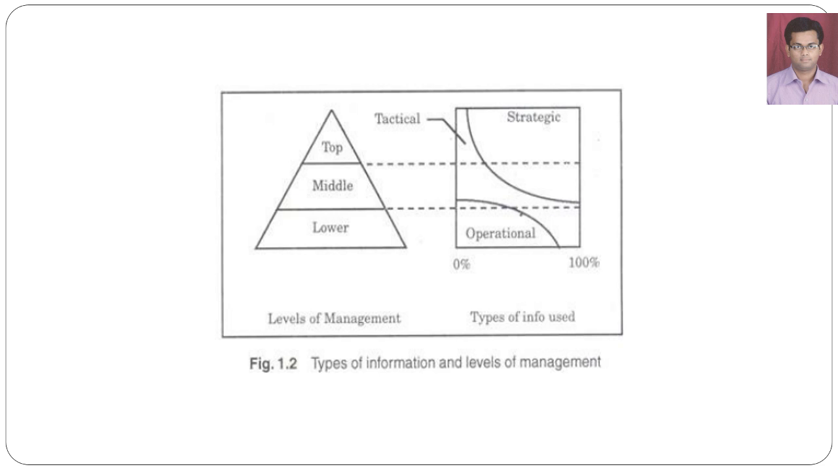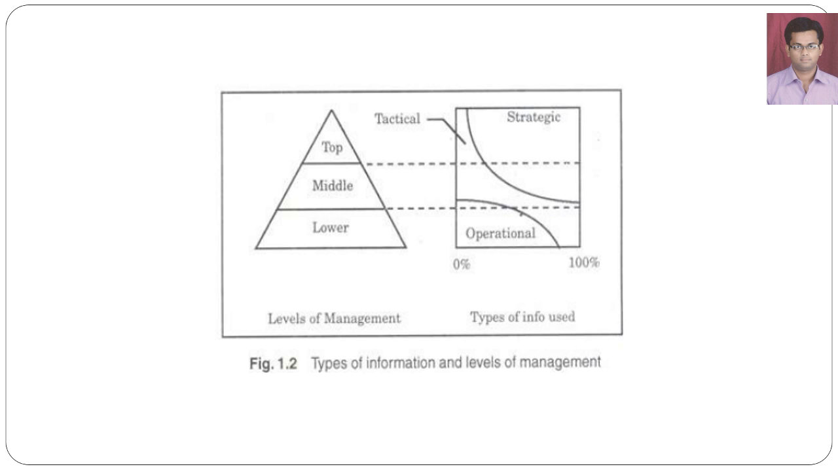Then comes the middle level management in the triangle, and it talks about tactical information, which is explained quite easily in this diagram. And the top one third of the triangle talks about the top level management, which ideally focuses on strategic information. So this diagram particularly correlates the relationship between levels of management and the types of information being used.